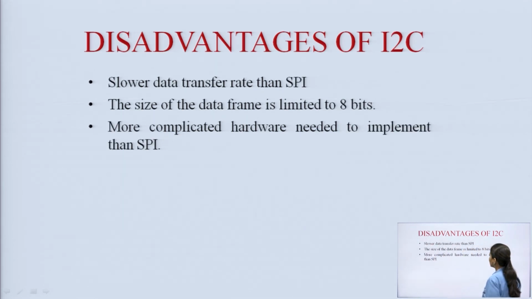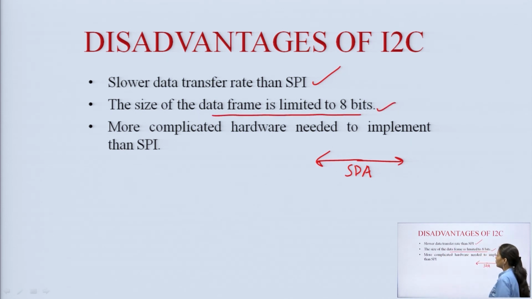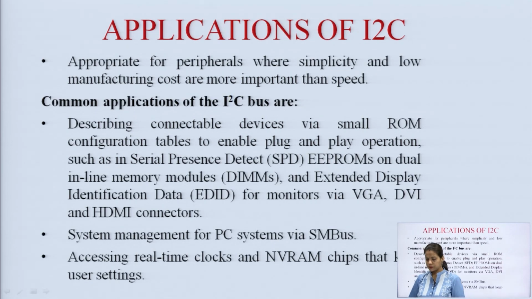When we talk about the disadvantages, it has a slower data transfer rate, because we know that the same line is used for transmission in both directions. So, obviously the data transfer will get slow. The size of the data frame is limited to 8 bits. More complicated hardware is needed to implement I2C as compared to SPI.